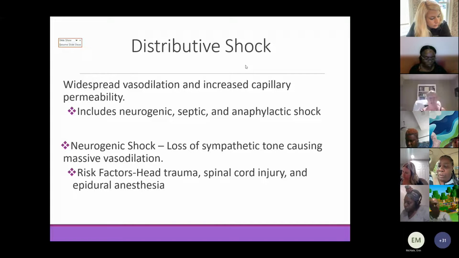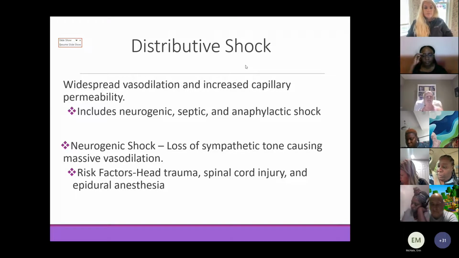So neurogenic shock is when sympathetic tone is lost and causes this huge amount of vasodilation. So things that may cause neurogenic shock, if patients are in some type of a traumatic accident and they have any kind of head trauma, if they have any kind of spinal cord injury, if they've had anesthesia, maybe if you think about the woman who has an epidural, or if they're having some kind of surgery on their back and they have to give them an epidural, if things go wrong, this can cause neurogenic shock.